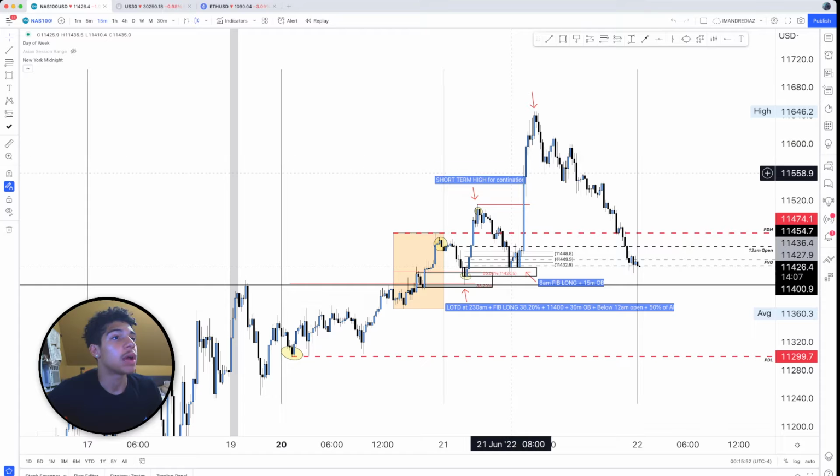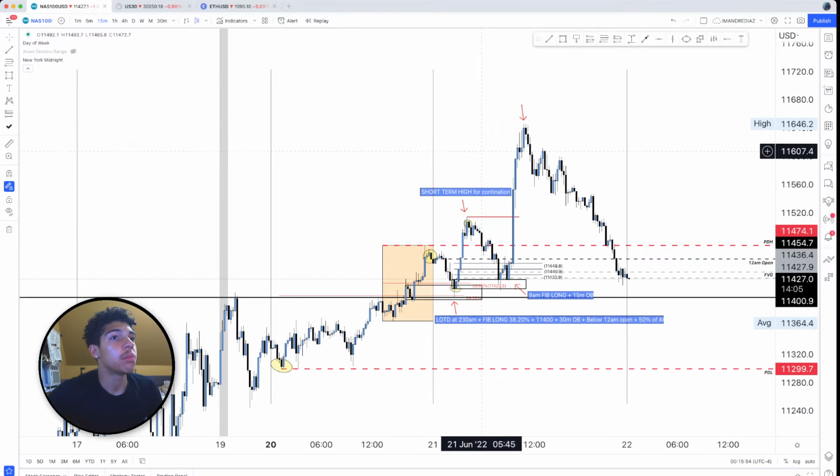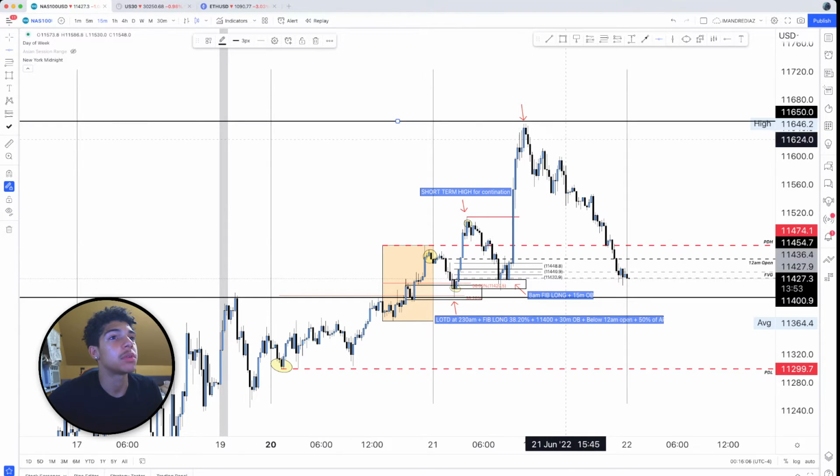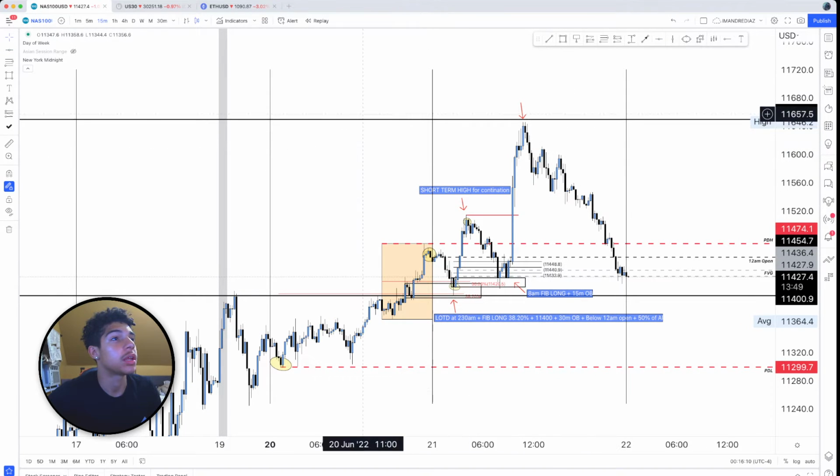Then after that, what happened in price? It came all the way up, creating this high of the day. And we got the high of the day at what time? 11 a.m. is the high of the day. At what price point? We didn't tap into it, but it came around this 11,650 area. So I'm going to just label it as that.